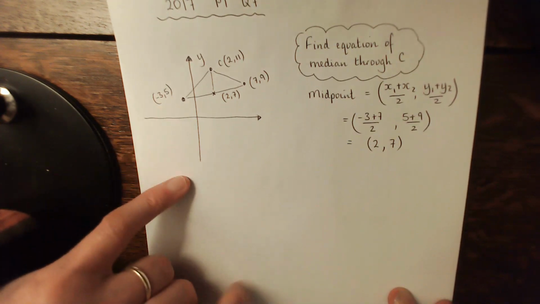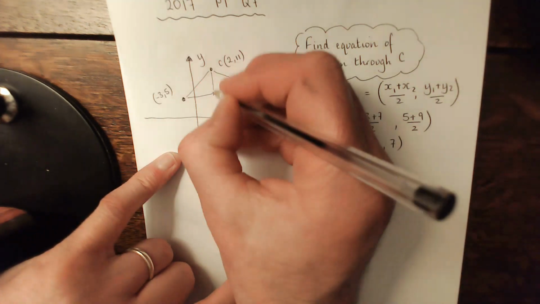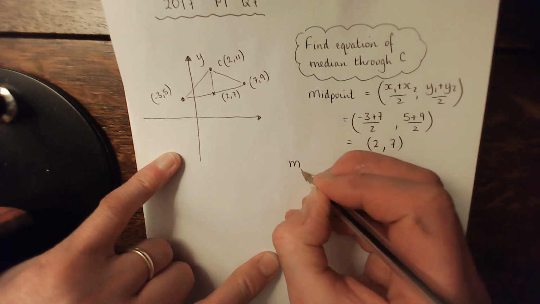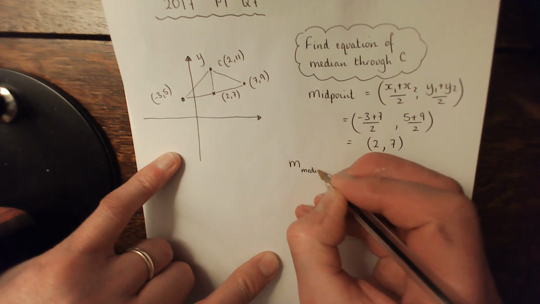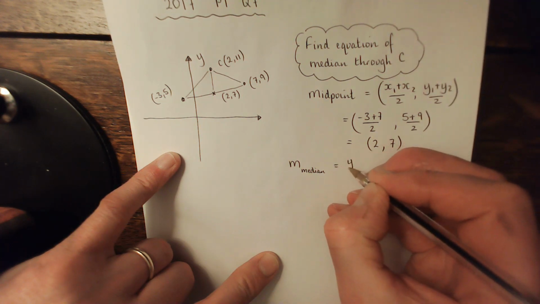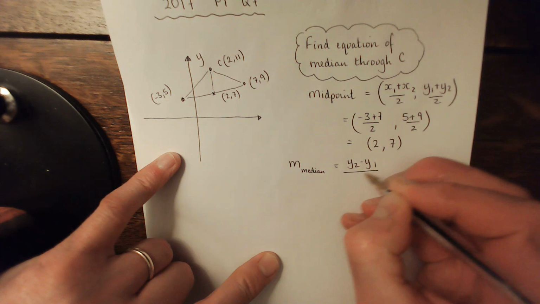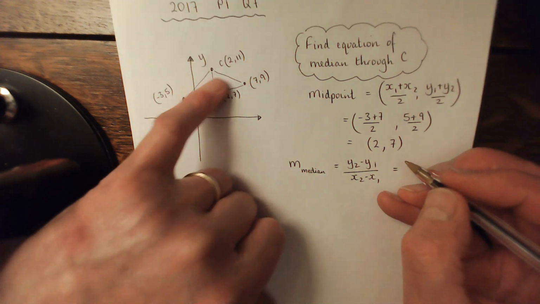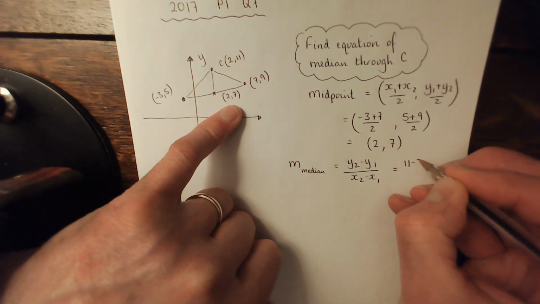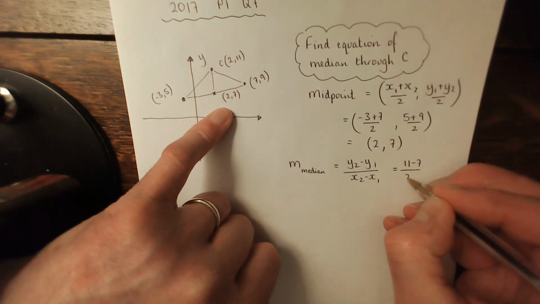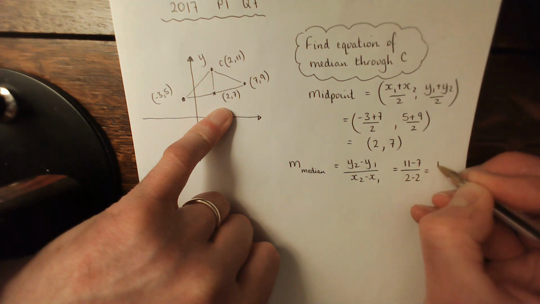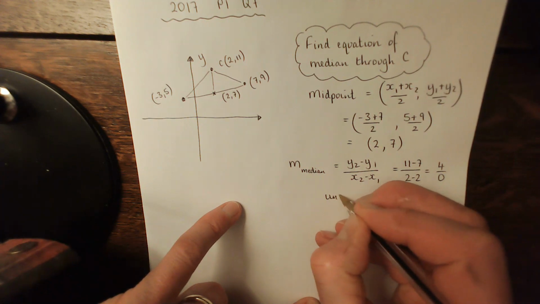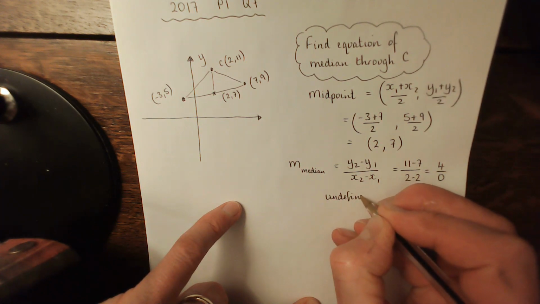What does that ask us to now do? Well, we need to work out the gradient of the median line. So the gradient of my median will be my y2 minus y1 over x2 minus x1. And if we pop them in, I'm going to get 11 take away 7, and I'm going to get 2 take away 2. That gives me 4 over 0. Oh no, that is an undefined gradient.